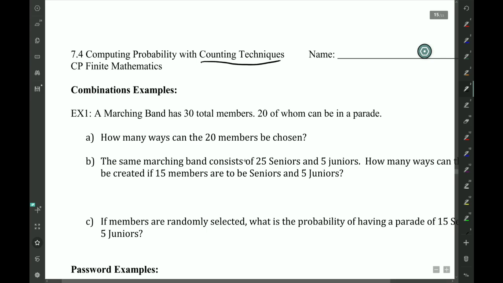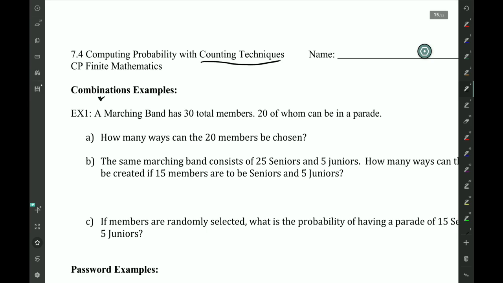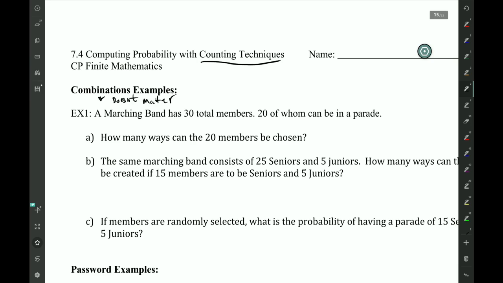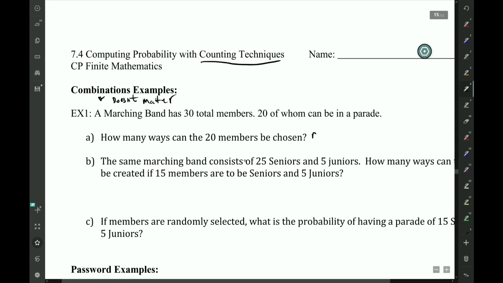Combinations, you're going to remember what you need to consider. Combinations is if order doesn't matter. A marching band has 30 total members, 20 of whom can be in a parade. How many ways can the 20 members be chosen? They're all going to the same parade.